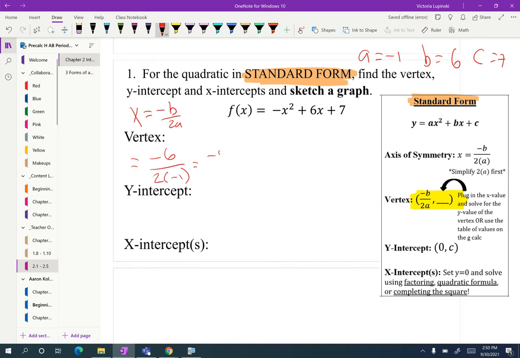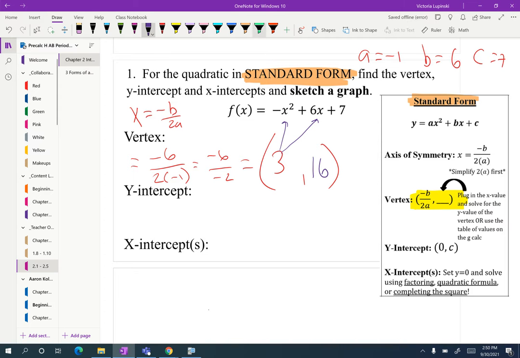Make sure that you calculate the bottom, then go ahead and divide, and you're going to get a value of 3. That 3 is only the x value of the vertex. In order to find the y value of the vertex, you would very carefully have to plug a 3 in for all the x's, follow order of operations, and find the corresponding y value. So (3, 16) is the vertex of this quadratic.